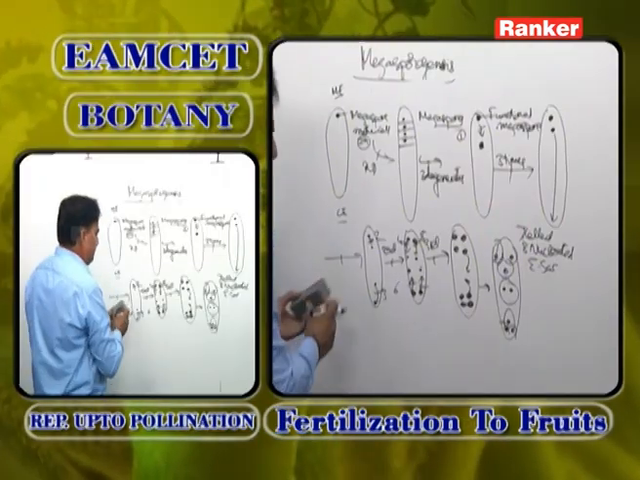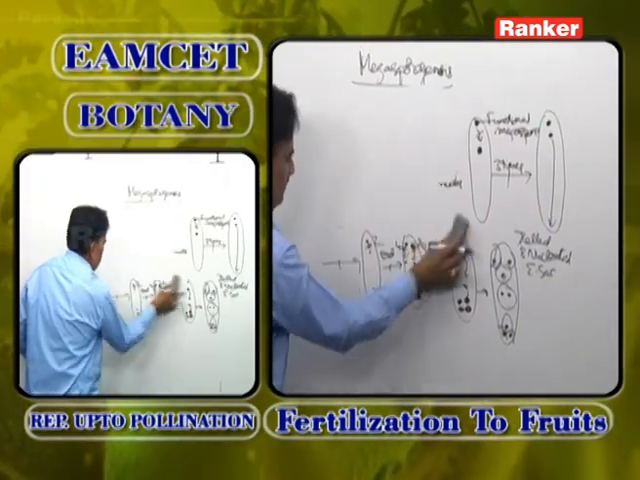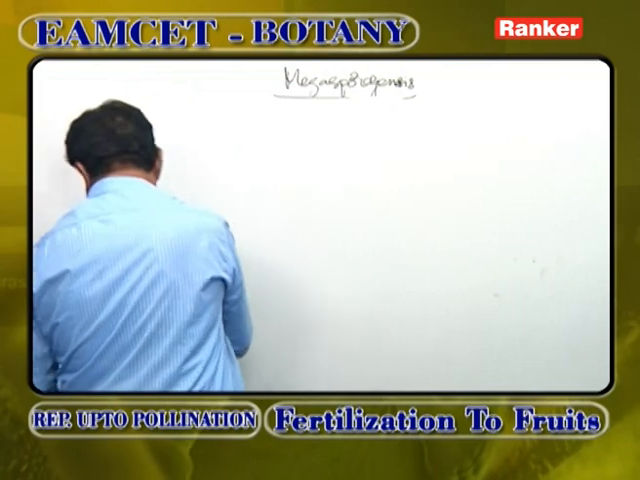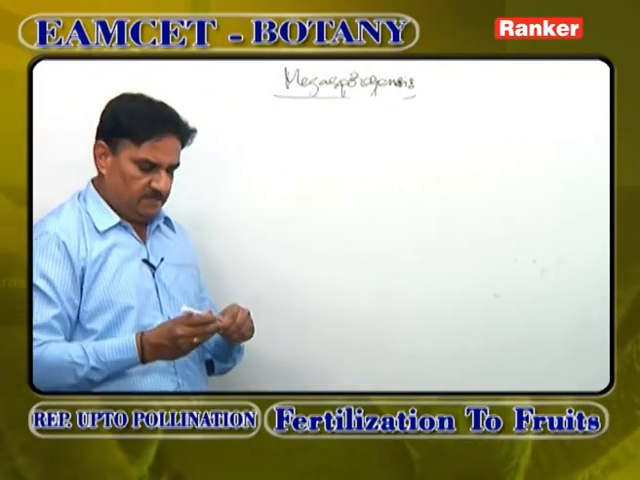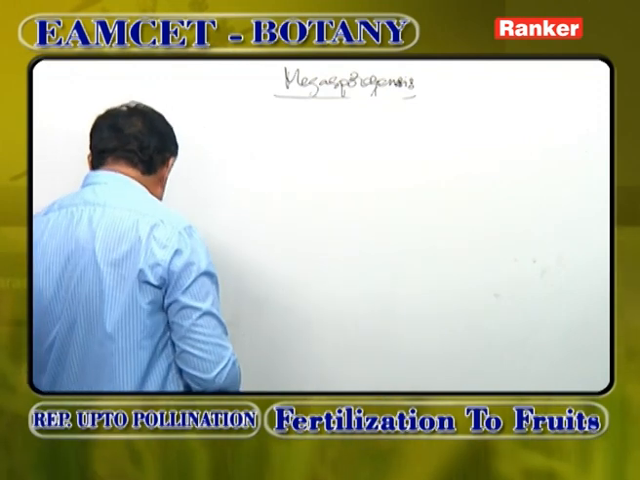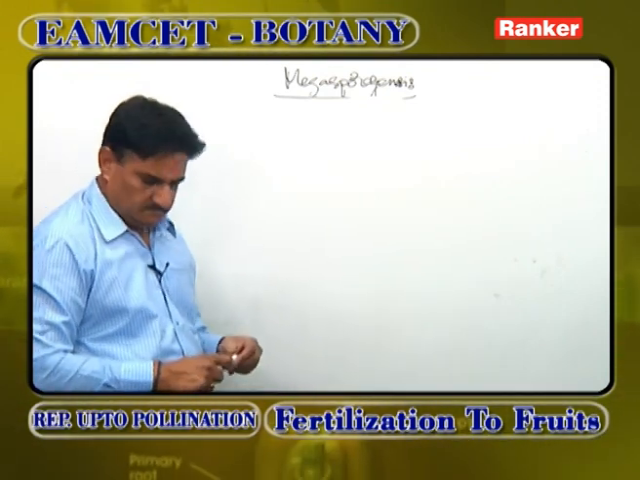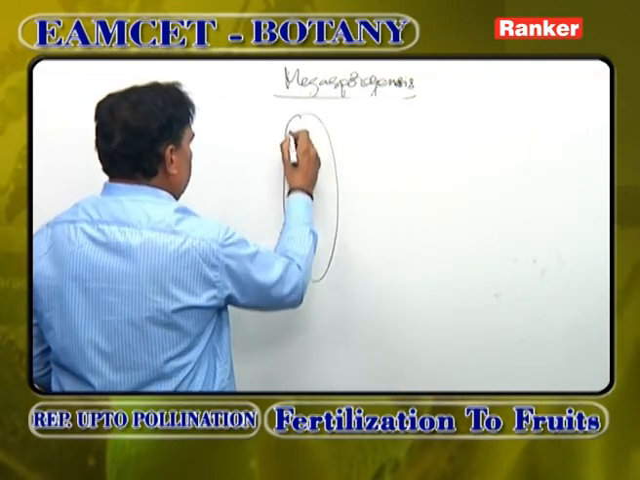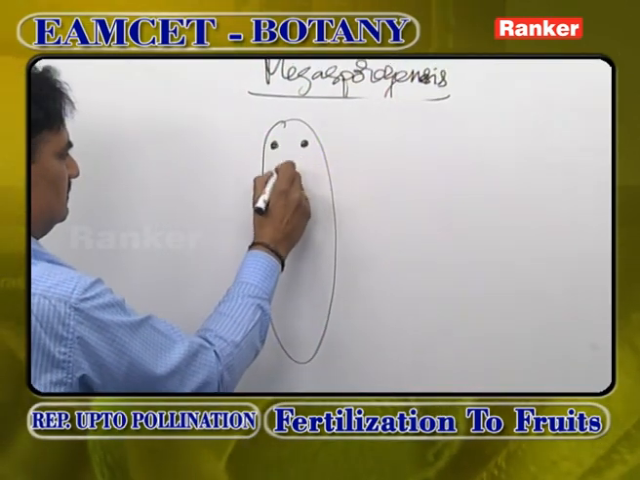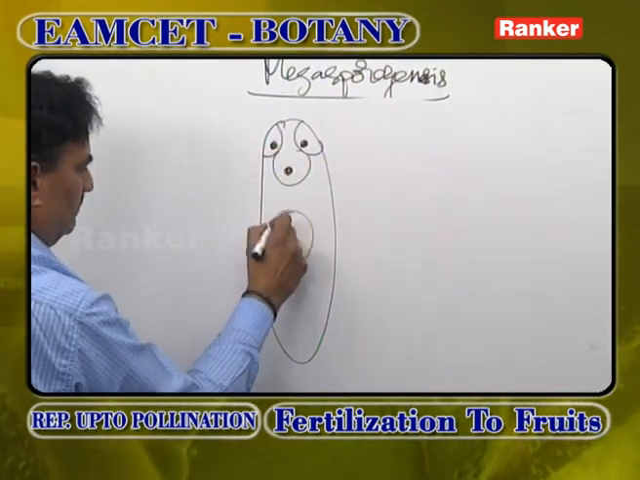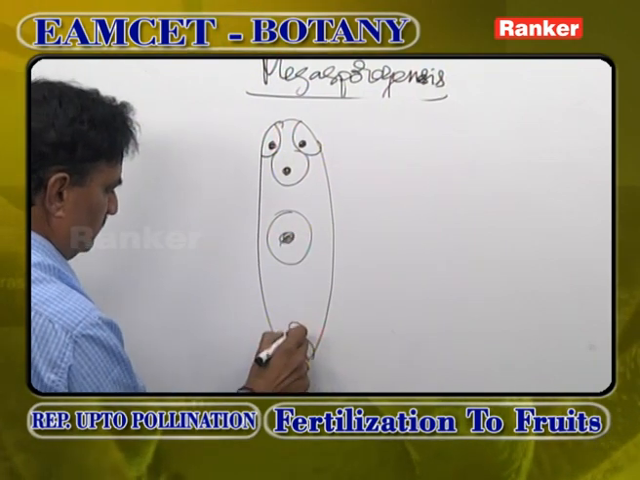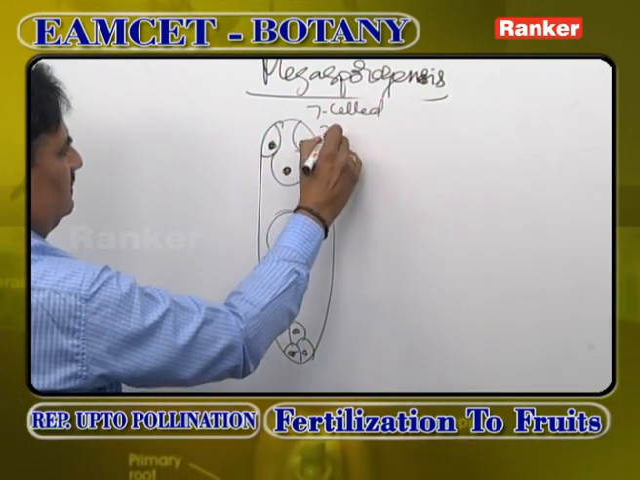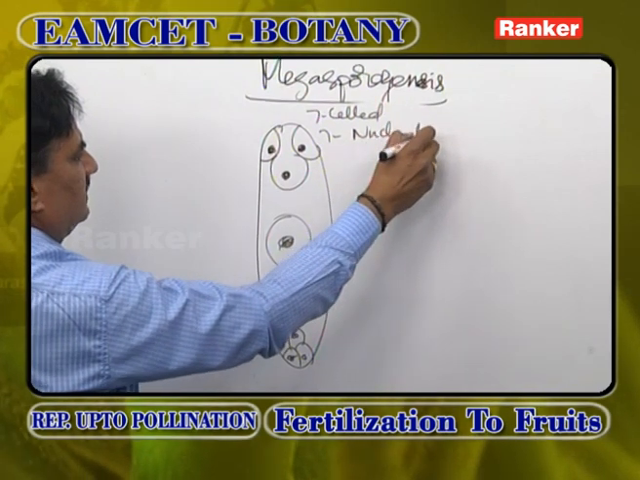In this 7-celled 8-nucleated embryo sac, the upper 3 cells are called the egg apparatus, with 2 synergids and 1 egg cell. The central 2 are called polar nuclei. The lower 3 are called antipodals. So, if you take this structure, it appears like this. Gradually, the 2 polar nuclei fuse and ultimately a structure like this, a 7-celled, 7-nucleated embryo sac, is formed.